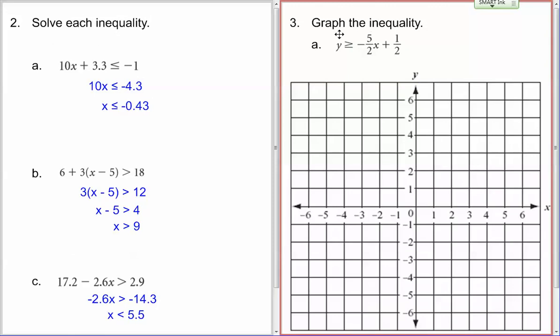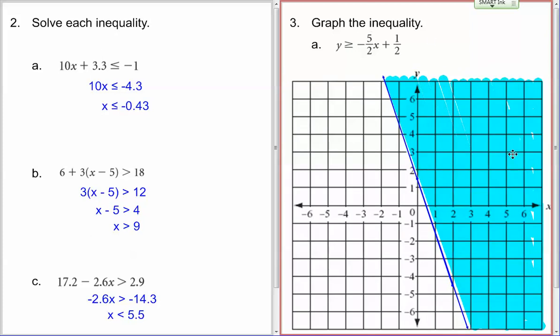All right, so we're given an inequality here, a linear inequality, and asked to graph it. It is in slope-intercept form, so I'm going to plot the y-intercept at 1/2, and from there I'm going to go down 5 and over 2 to create the line. It is going to be a solid line, so here we go. So there's my line. Again, you can see that I plotted my y-intercept there at 1/2.